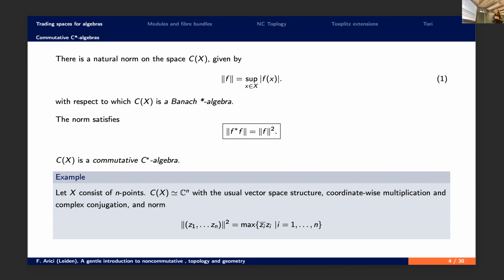So being so special, this identity has deserved its own name, and it's called the C-star identity, and C of X then is a commutative C-star algebra. So C-star algebras are among the Banach star algebras, the ones that have this extra condition that may not be trivial.